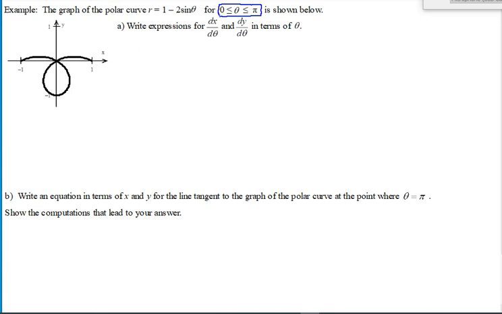So remember, x is equal to r times cosine theta. We'll use that to get dx d theta in there. And y equals r times the sine of theta. And then before we can find the derivative, all we have to do is put in our specific r. In this case, r is equal to 1 minus 2 sine theta.